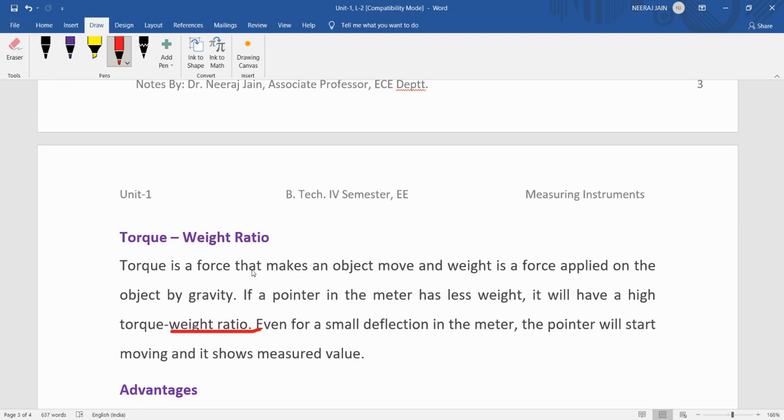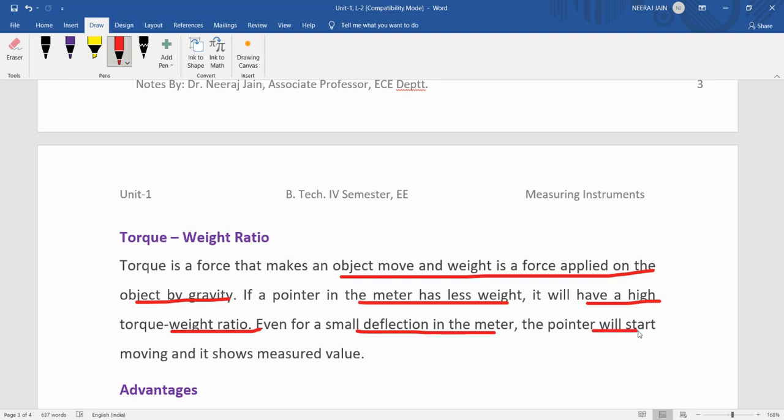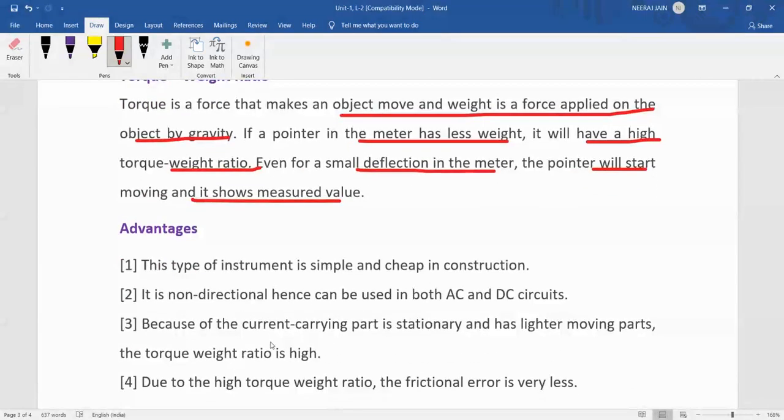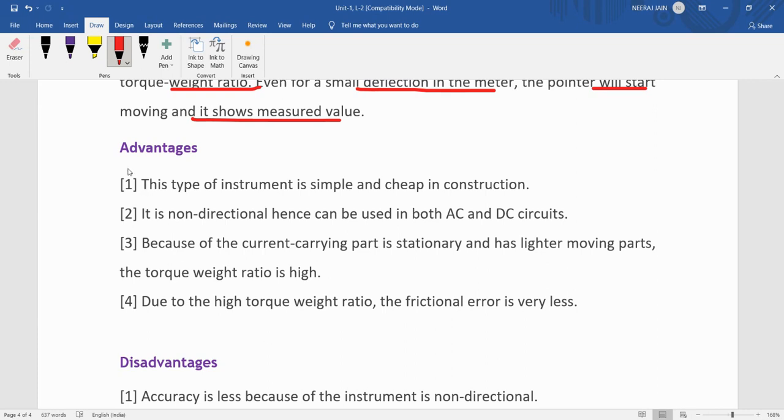Now torque weight ratio is also kept good. Then what is the torque weight ratio? Torque is a force that makes an object move and weight is a force applied on the object by the gravity. If the pointer in the meter has less weight, अगर हमारे pointer का weight कम है, it will have a high torque weight ratio. Even for a small deflection in the meter, the pointer will start moving and it shows the measured value. So that should be good होना चाहिए हमारा जो torque weight का ratio है.